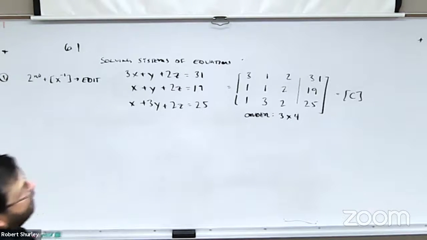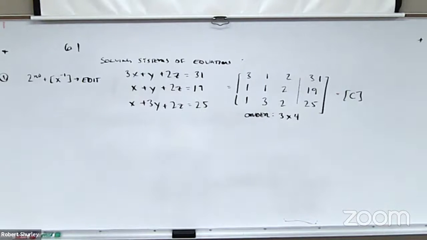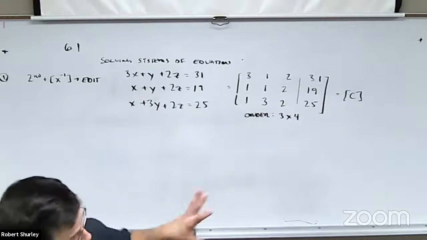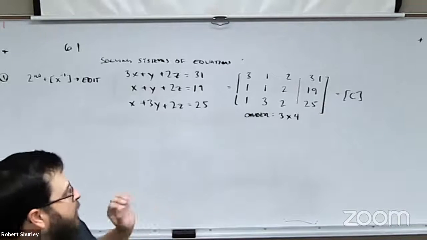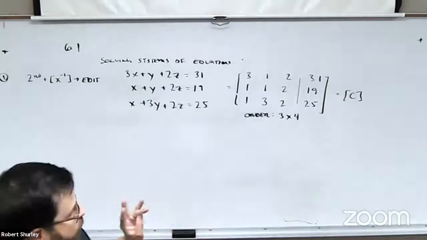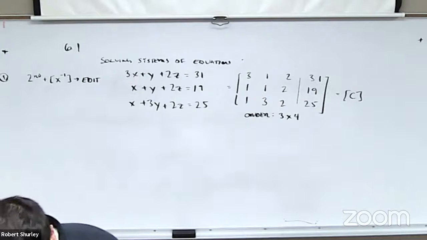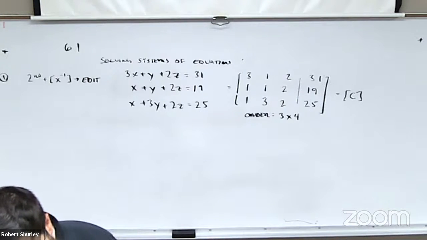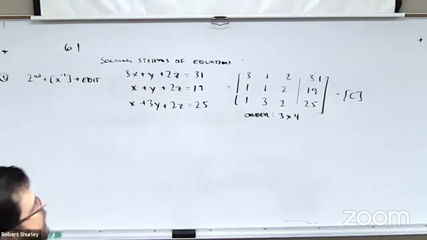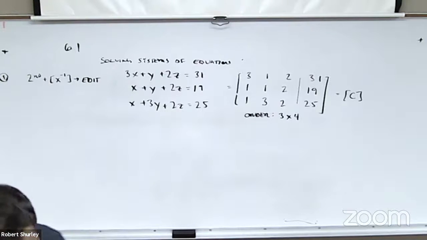And then we've got a lot of blank spots, so we have to fill all these in. This will take a minute. So make sure you do it correctly. Don't just speed through it. Make sure that each spot is correct. So 3, 1, 2, 31. That's the first row. The second row is 1, 1, 2, 19.